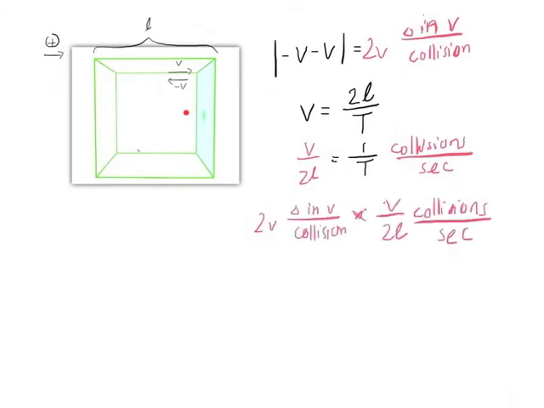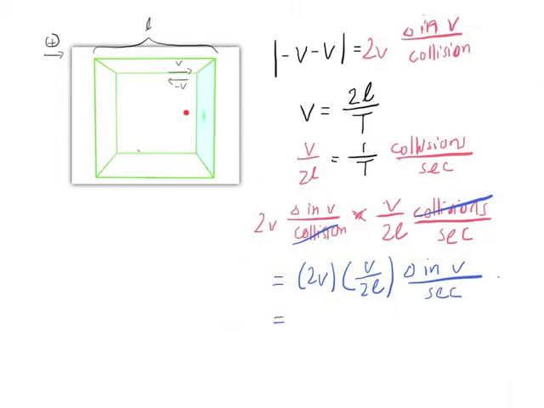So you notice very quickly here that the change in velocity every single collision, multiplied by the number of collisions every single second, is going to give us the change in velocity every second. And that's acceleration. So when we simplify this, that becomes acceleration.